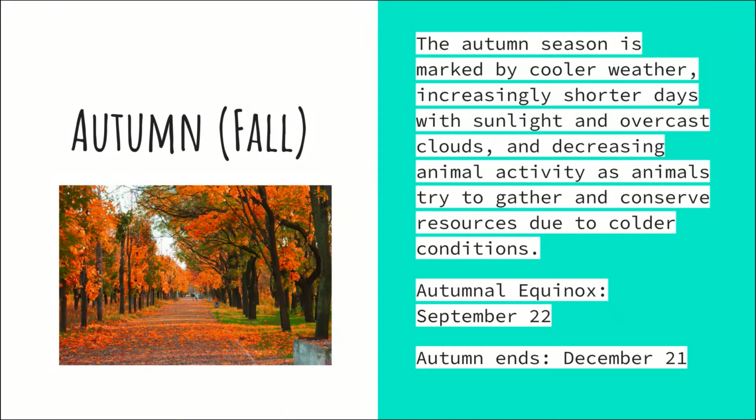All right, so let's go over the seasons. We're going to start with the season that we're currently in, which happens to be autumn. The autumn or fall season is marked by cooler weather, increasingly shorter days with sunlight and overcast clouds, and decreasing animal activity as animals try to gather and conserve resources due to colder conditions.